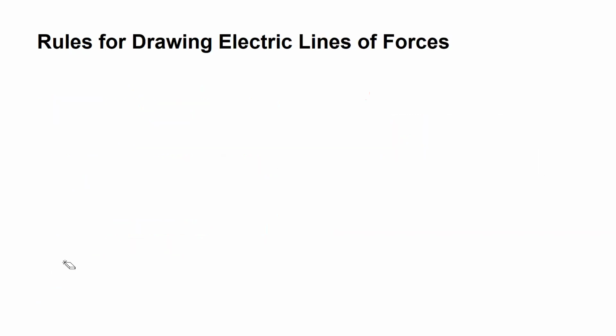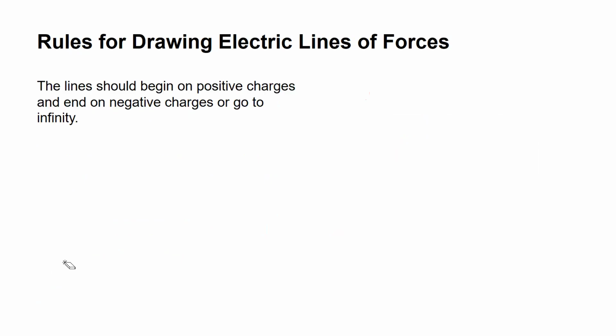So what are the rules for drawing electrical lines of forces? The lines should begin on positive charges and end on negative charges or go to infinity. So this is the first rule. Whenever you want to draw electrical lines of forces, you always start from a positive charge and you end on a negative charge, or it goes to infinity.